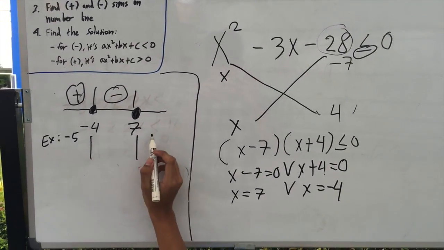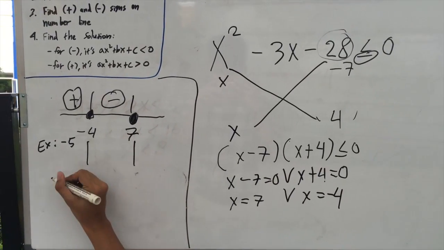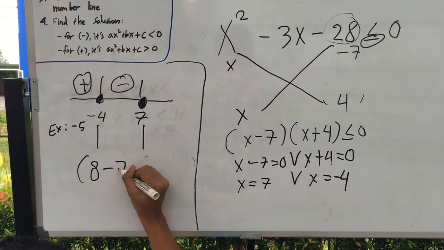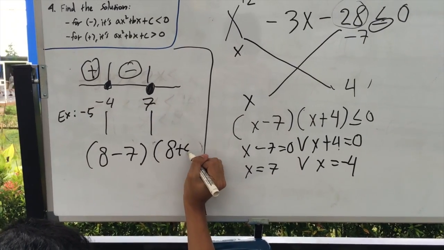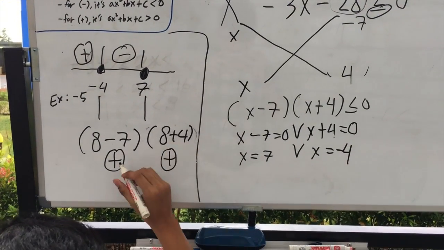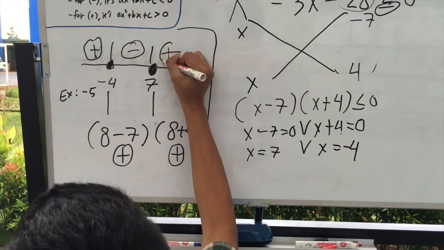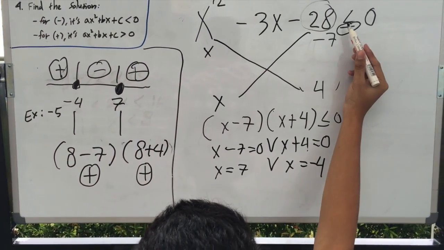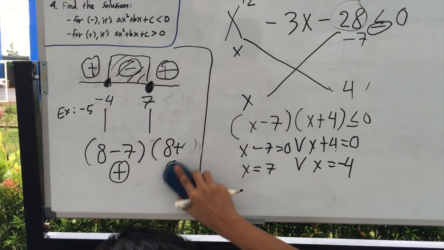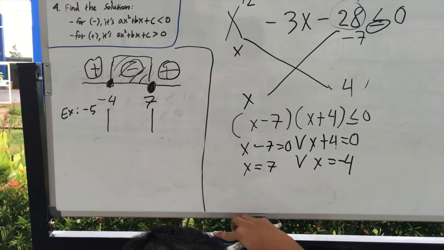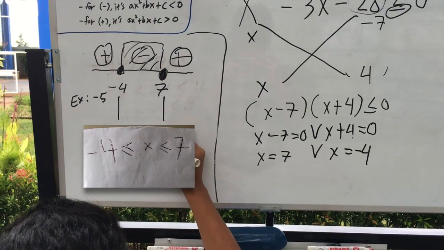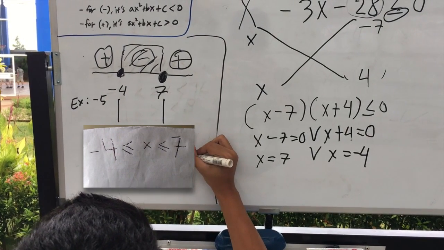And the last, we have to find numbers above 7. As an example, 8. So we put 8 here: 8 minus 7 times 8 plus 4. So 8 minus 7 is positive and 8 plus 4 is positive. So positive times positive is positive. And the example asks for the negative one, so we get here. So the answer is minus 4 less than or equal to x less than or equal to 7.